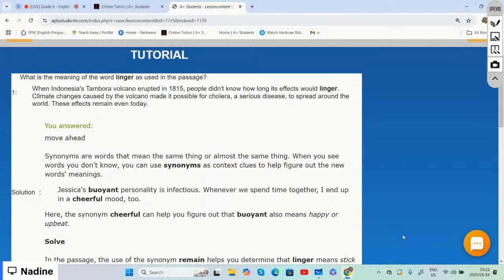All right, so now we're going to look at three activities, and then we're going to our test, right? It says, what is the meaning of the word linger as used in the passage? So, linger.